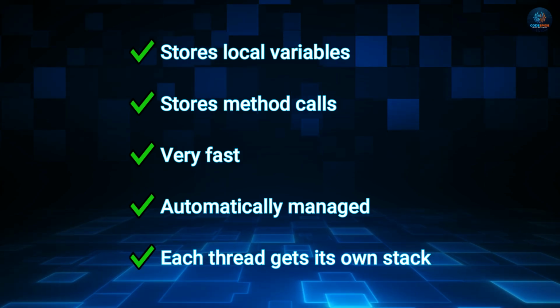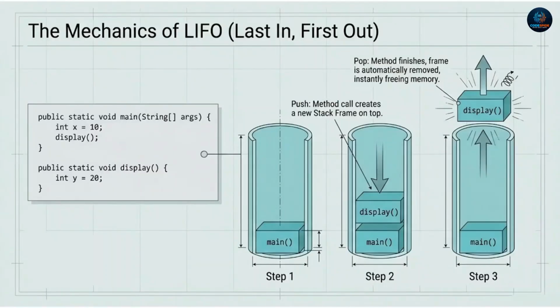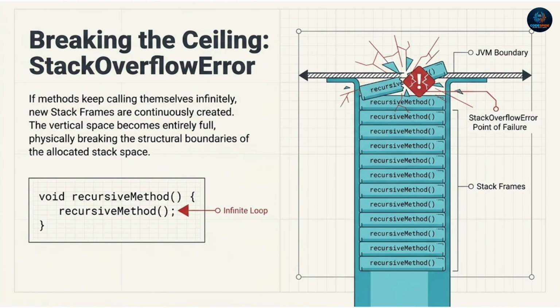If we talk about an error like stack overflow, suppose a method keeps calling itself forever, like public static void show method, or you can say another method. The stack keeps growing. Eventually there is no space left. Then Java throws java.lang.StackOverflowError.